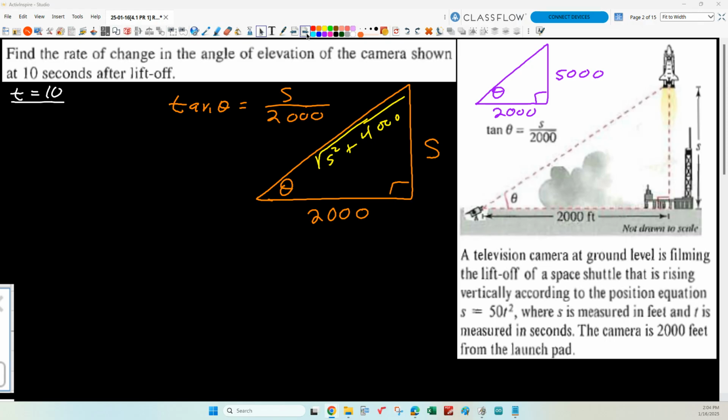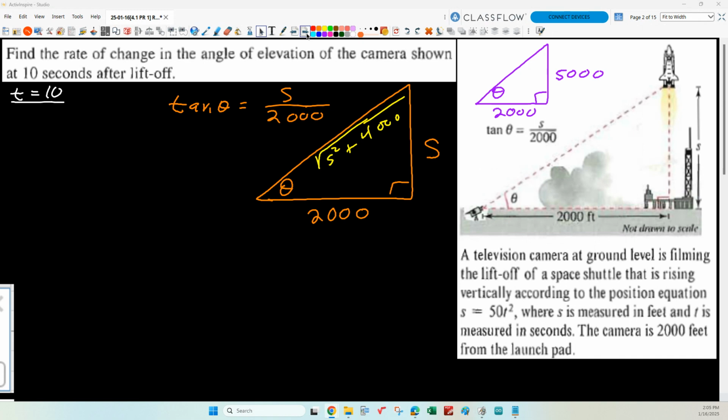So there's a bunch of information. It says, find the rate of change in the angle of elevation. What's the angle of elevation here? It's theta, isn't it? When you talk about an angle of elevation in physics, you're talking about the angle between horizontal and the object. So there's our angle of elevation, theta. We're trying to find the rate of change in the angle of elevation at 10 seconds after liftoff. So there's the index on our video: we're looking for the frame at 10 seconds.